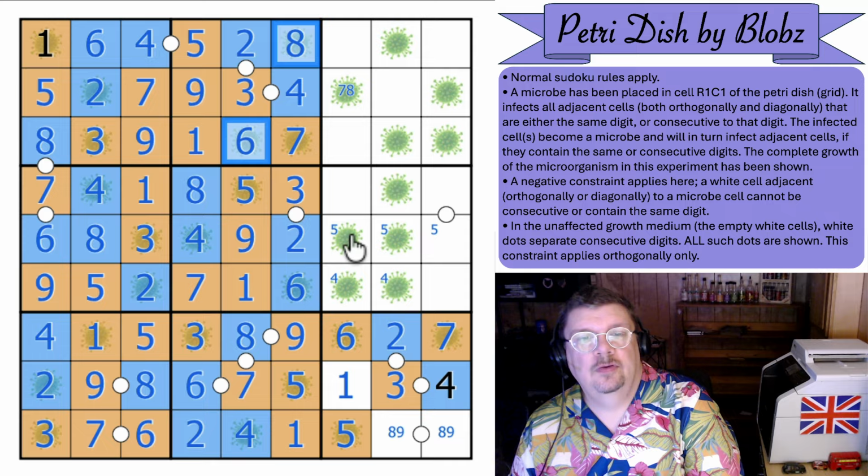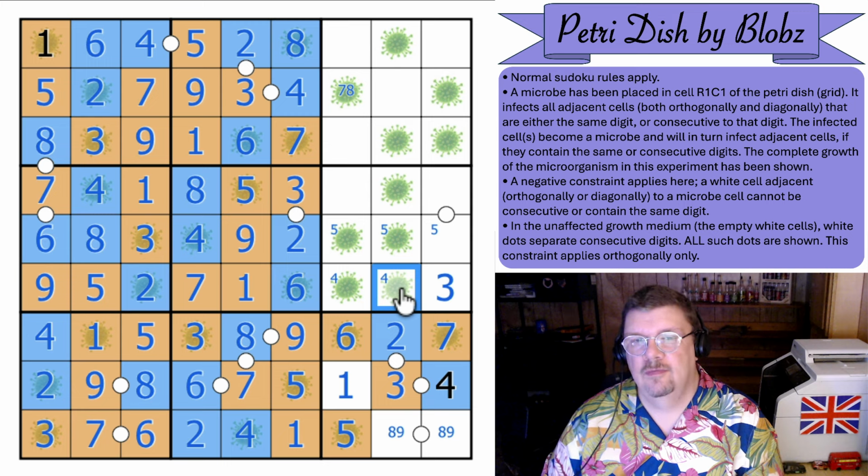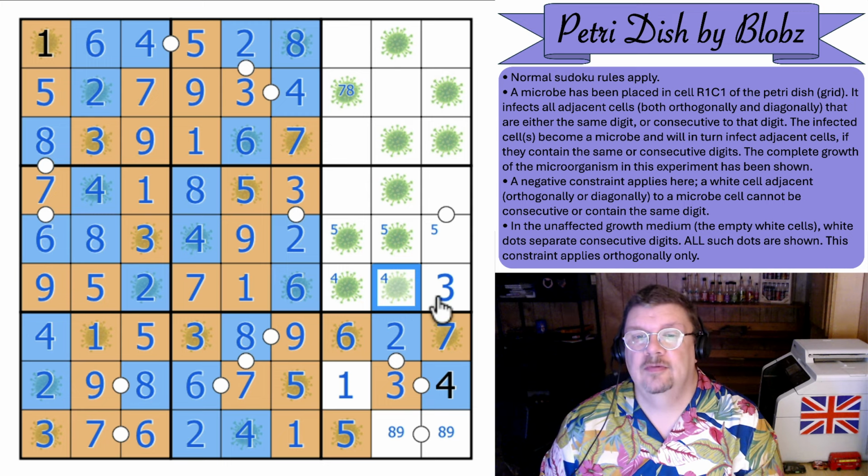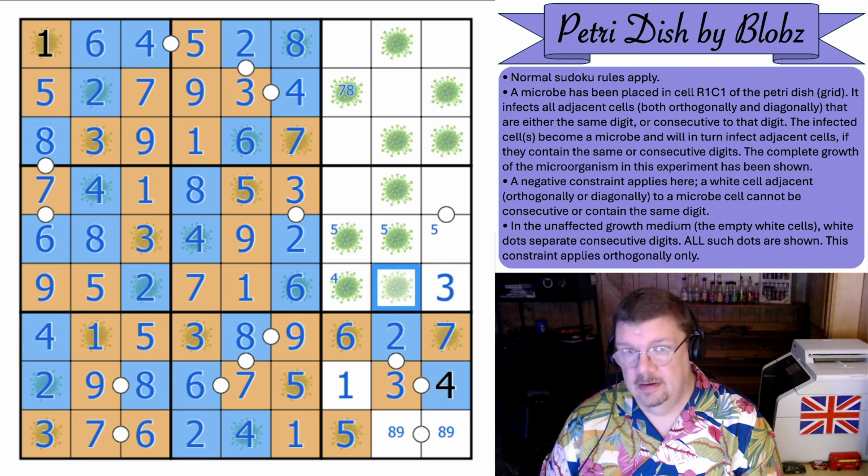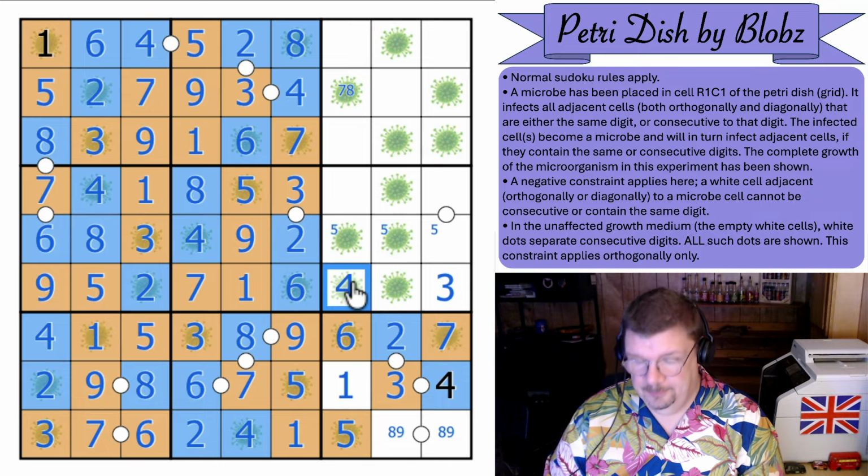Okay, so 3 in this row can't be here by Sudoku. If that were a 3, it would have infected that 2. So that is not a 3, that is a 3. That can't be a 4, because if that were a 4, that would have infected that 3. So that makes that 4.